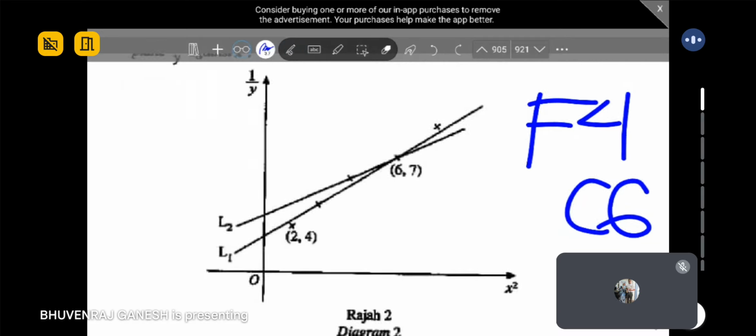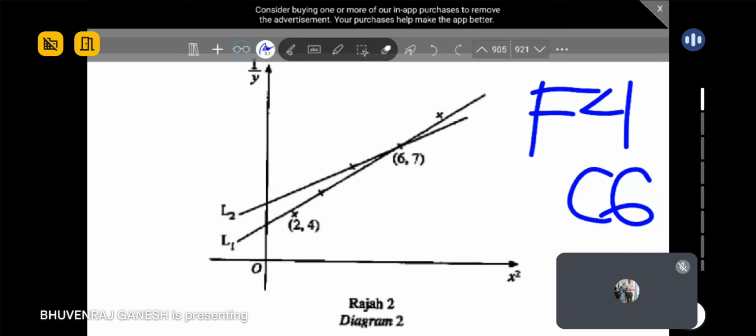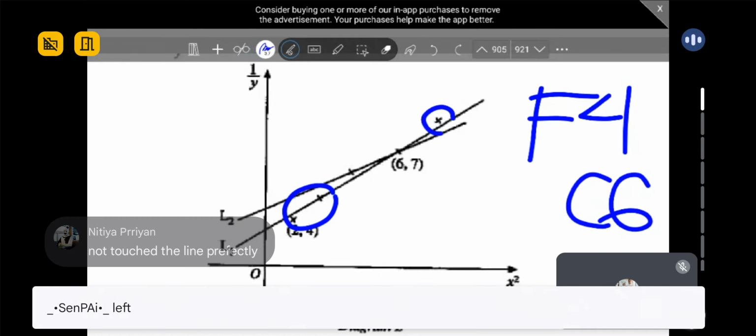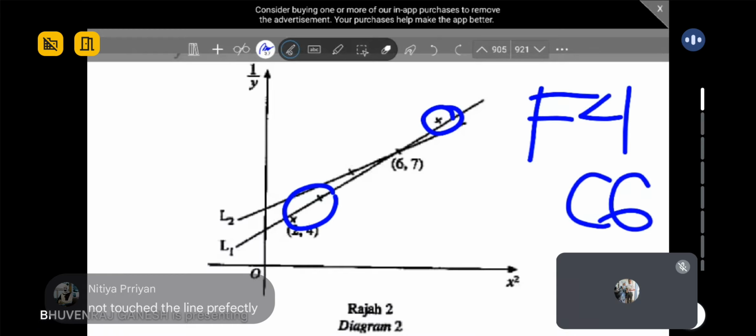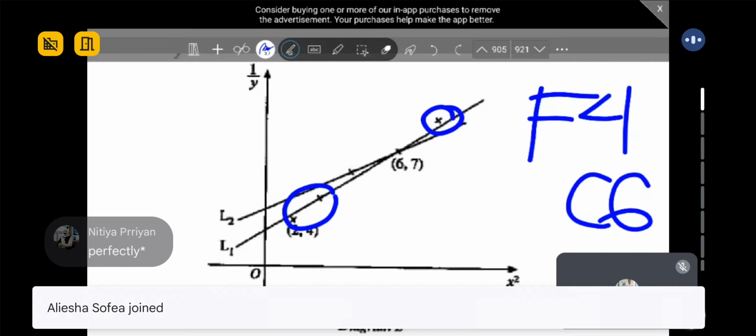Okay, so for L2 cannot be the correct answer. Okay, L2 tak boleh jadi jawapan betul. Why? Because you got 2 at the bottom, 1 on top. Okay, 2 bawah, 1 atas, itu bukan best fit. Okay, so that's why L2 salah lah.